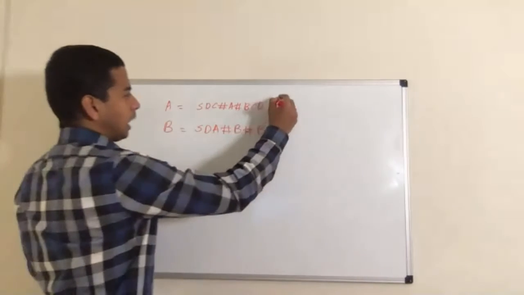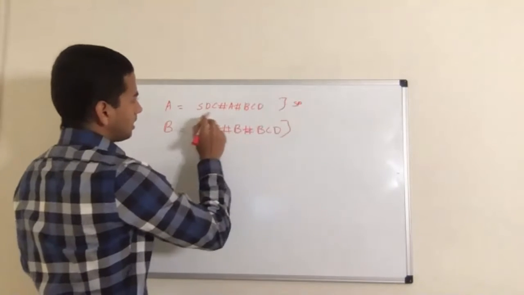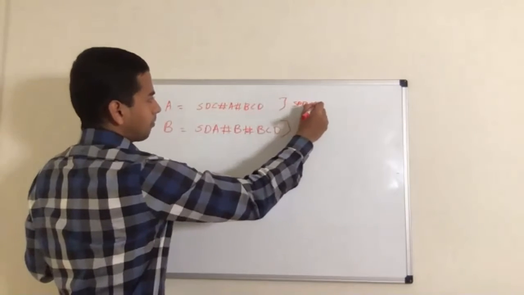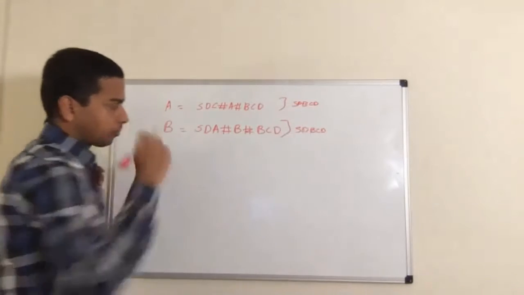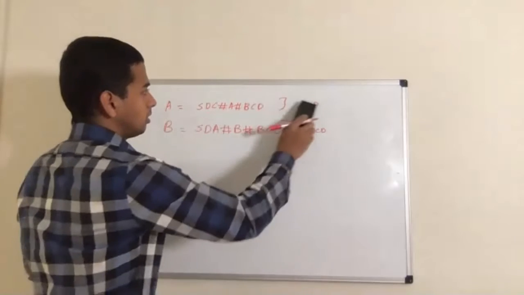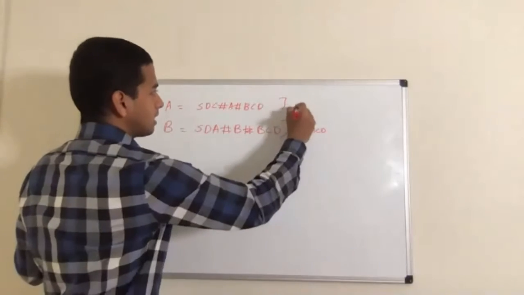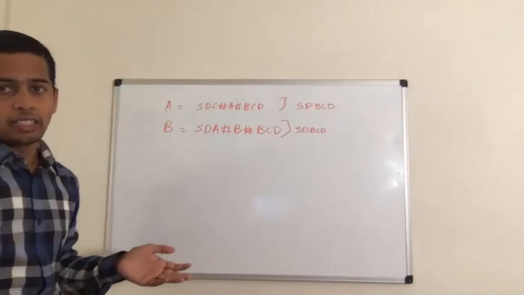So after typing, how will it look? It will look like SD, BCD. Here also it will look like SD, BCD. Is the question clear? In both cases, it will look like SD, BCD.